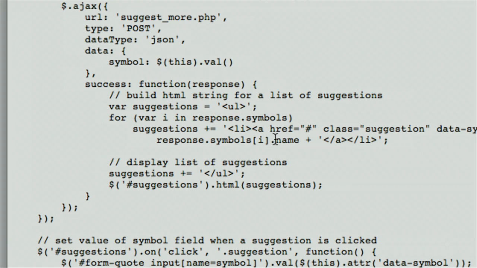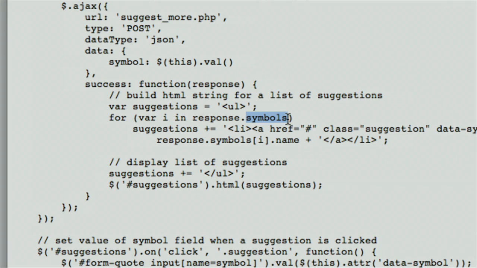And then when you don't see parentheses, like here or here, what you're accessing instead is a property of the object. So this is like using the array notation. It's an alternative to using the array notation. That's just a shorthand. Right, so we're accessing the symbols field of the response object.